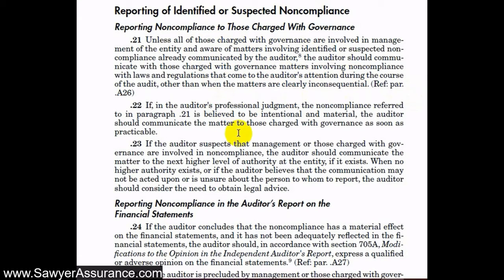And if it turns out that we think the noncompliance might be intentional and material, we should communicate that to those charged with governance as soon as practicable. So it wasn't just an oversight or an accident that they didn't comply with something, where maybe training would help them alleviate that risk in the future.